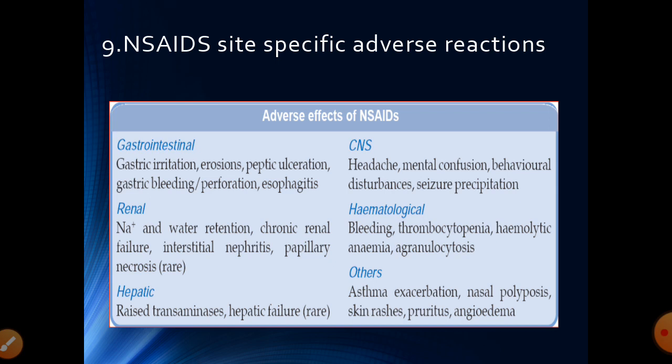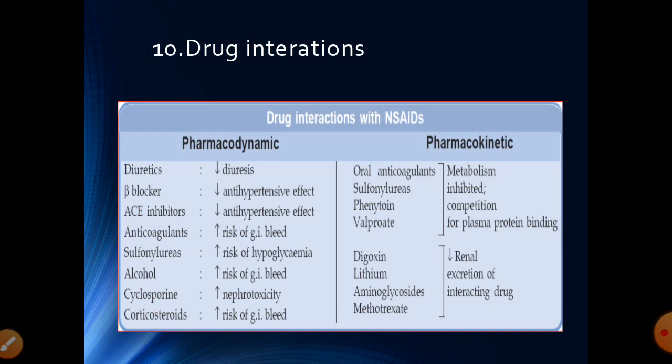So this is very important with respect to questions because they could ask which of the following are the adverse effects shown by NSAID. So you have to choose them out. Next is drug interactions with NSAIDs. Diuretics with NSAID decrease the diuresis. Then ACE inhibitors with NSAIDs decrease the antihypertensive effect. And alcohol with NSAIDs increase the risk of GI bleeding. Then corticosteroids increase the risk of GI bleeding with NSAIDs. Digoxin, lithium, aminoglycoside and methotrexate decrease the renal excretion of interacting drug with NSAIDs.